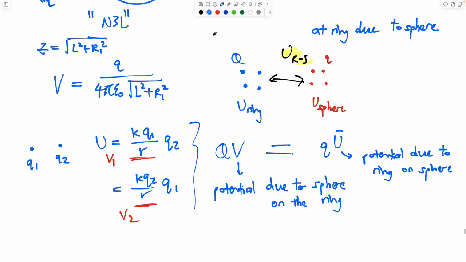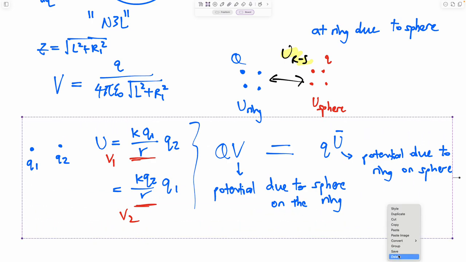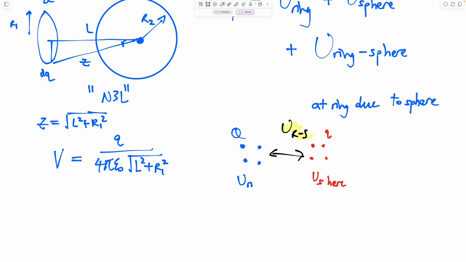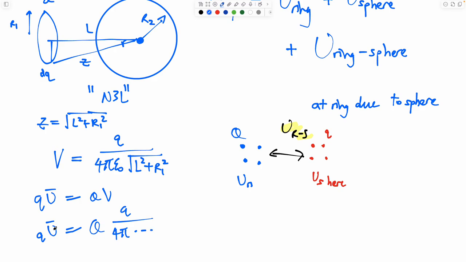So, now that you've understood this, you'll see that actually the small q cancels out, because q times U bar is q times V. So q times U bar is q times Q over 4 pi epsilon naught, and so on, and then the q and the q will cancel. So you will get the final function for U bar, which is just kQ over the square root of r squared plus l squared.